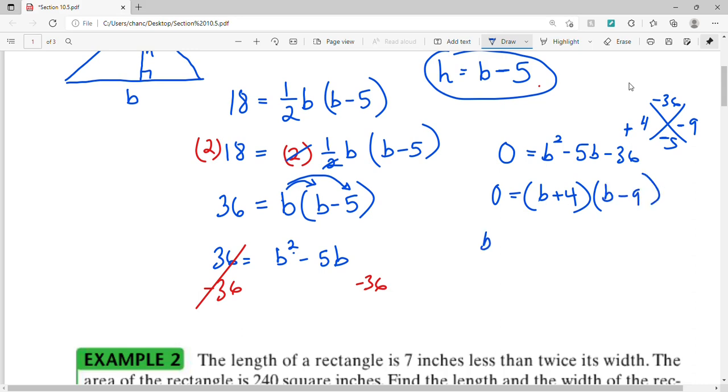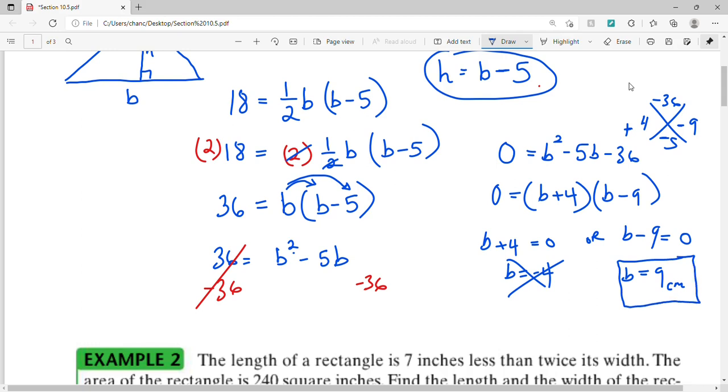If I set each of these factors equal to 0 to solve for b, I get the following. B plus 4 equals 0, which implies b equals negative 4, or b equals positive 9. Now one of these doesn't make sense, and that's the base being equal to negative 4 centimeters. That does not make sense. You can't have a negative distance. So the correct answer is b equals 9 centimeters. So the base is 9 centimeters.